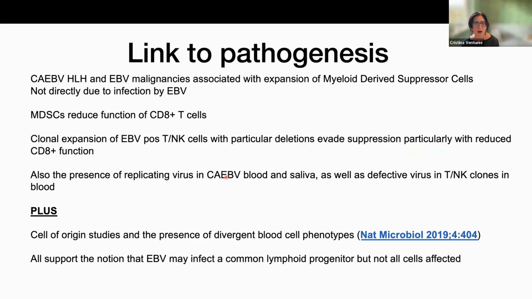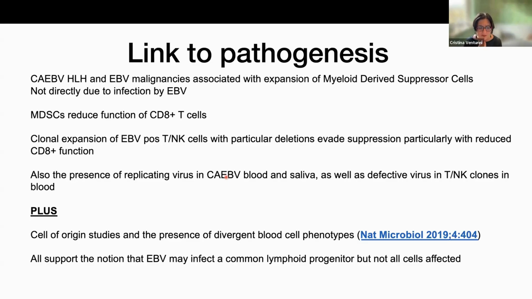What we think might be happening is that the clonal expansion of EBV positive T and NK cells with these particular deletions might evade the suppression, particularly when we have this reduced CD8 plus function. Just to remind that EBV is present as different populations, so we still have a replicating virus in the chronic active EBV blood and saliva, but we also have the defective virus in the T and NK clones in the blood.